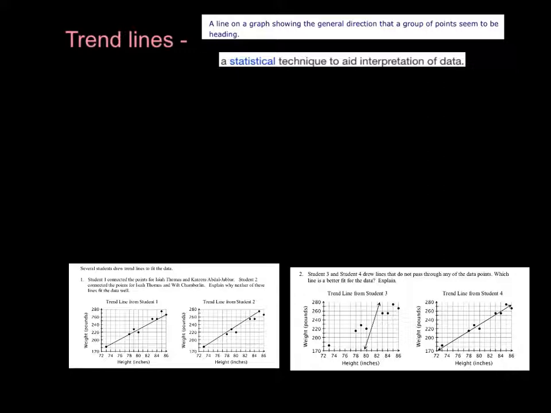Okay, so a trend line is a line on the graph showing the general direction that a group of points seems to be heading. Also, it is a statistical technique to aid in the interpretation of the data. So, let's take a look.